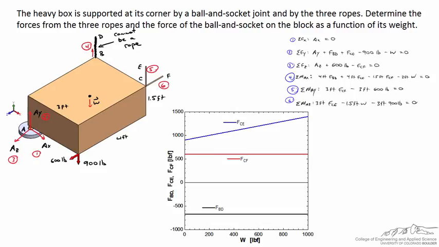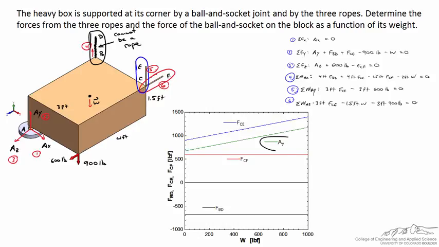And here's what a graph of these would look like. FCE gets larger as we increase the weight of the box, and that's because FCE is supplying the vertical component of the force that supports the weight. What we find is that FCF doesn't change with weight, and FBD doesn't change with weight. We also see that FBD is under compression. That's a negative value of the force as we expected from the animation to begin with. So FBD could not be a rope. It would have to be a solid linkage to support a compressive force.